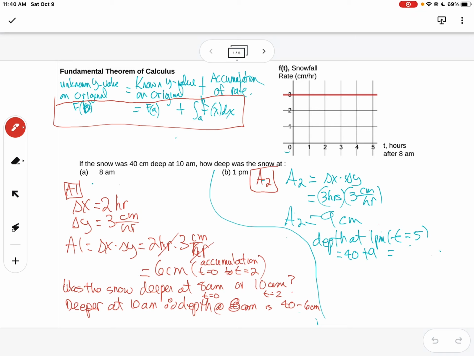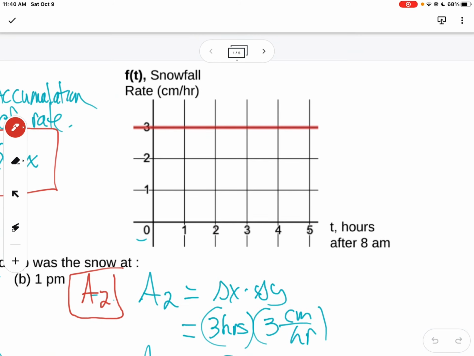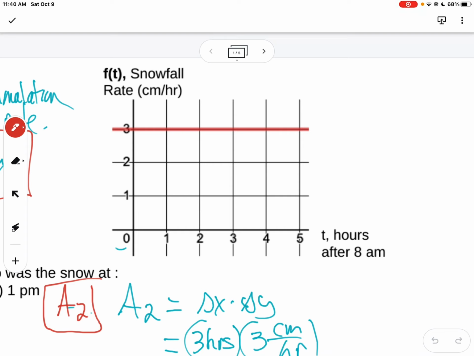I'm going to go through and develop what's called the Fundamental Theorem of Calculus, Part 1. I'm going to develop it conceptually. And we're going to go back to these silly snowfall graphs and look at snow accumulating versus snow melting and those sorts of things.